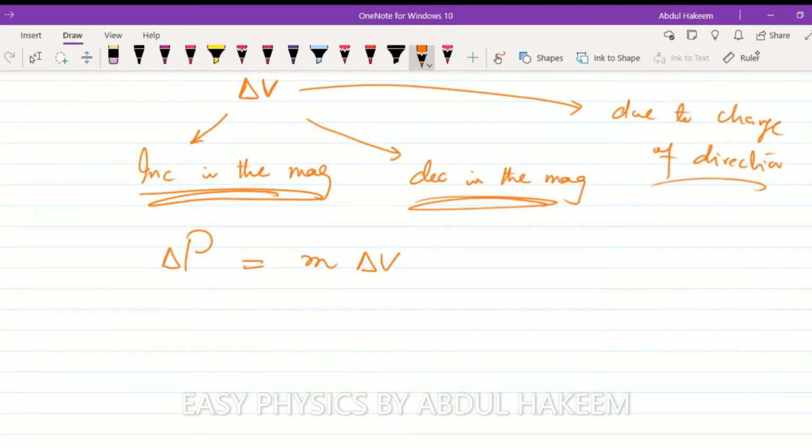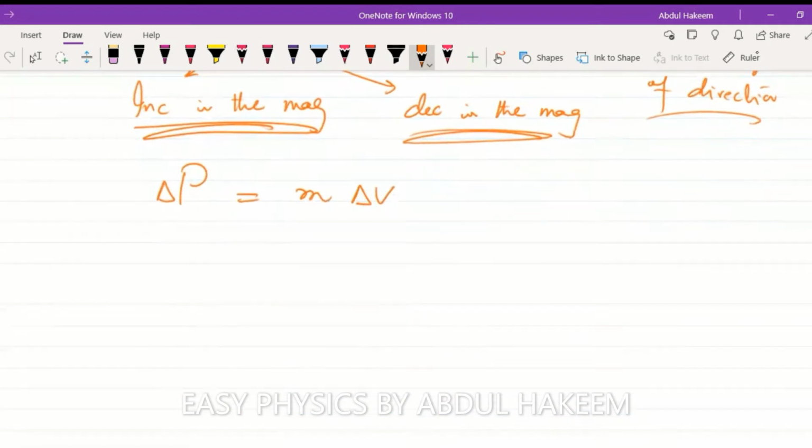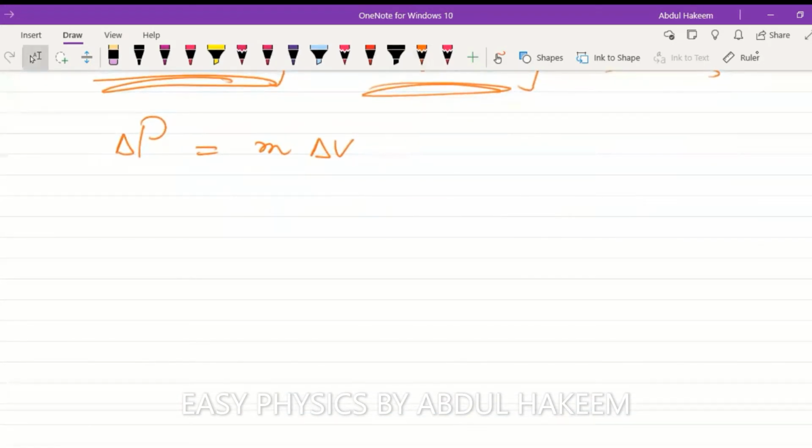We can change it by changing the mass. We can change it by changing both mass and velocity. But here in the dynamics, we have to discuss only the change of momentum due to change in velocity. Now, according to kinematics, acceleration is equal to change in velocity divided by time.